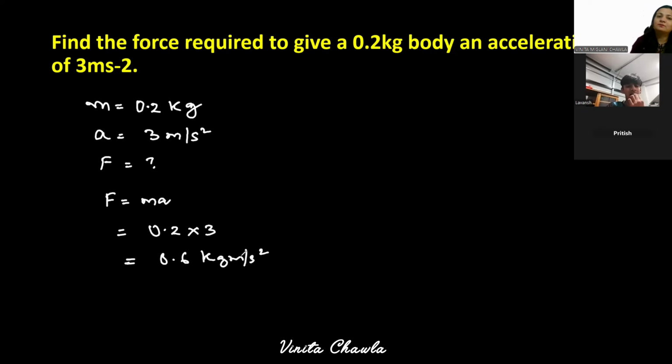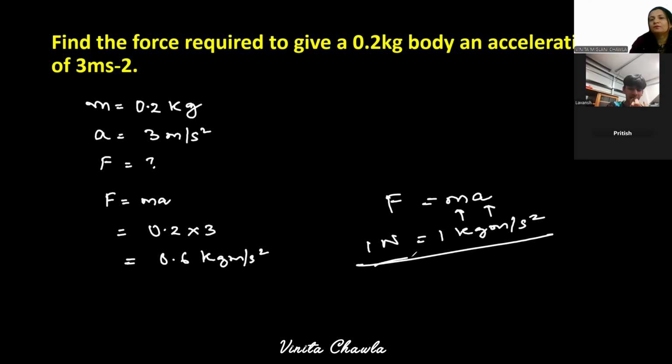Is this correct, if I write like this? No, ma'am, this is also correct. You can write kilogram meter per second square as well, because F is equal to ma, right? So we can write the unit of mass and acceleration together. So your Newton is actually kilogram meter per second square. So we can write like this: 2.6 Newton. This is the answer.